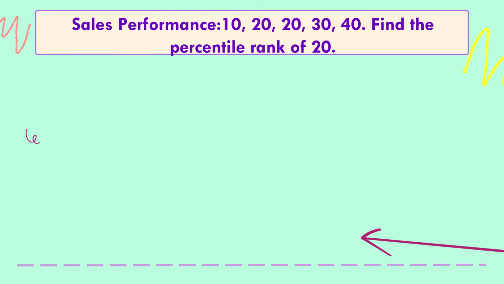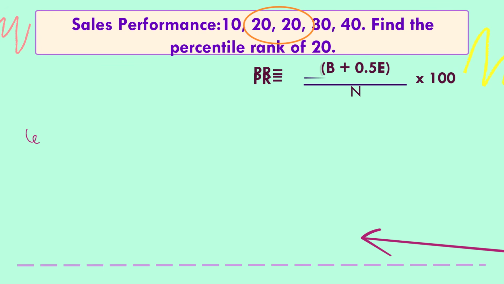The sales performance is 10, 20, 20, 30, 40. Let us find the percentile rank of 20. We have two 20s. Before 20, we have 1. So percentile rank is equal to 1 plus 0.5 times 2 over 5, the number of sales performance values, times 100.